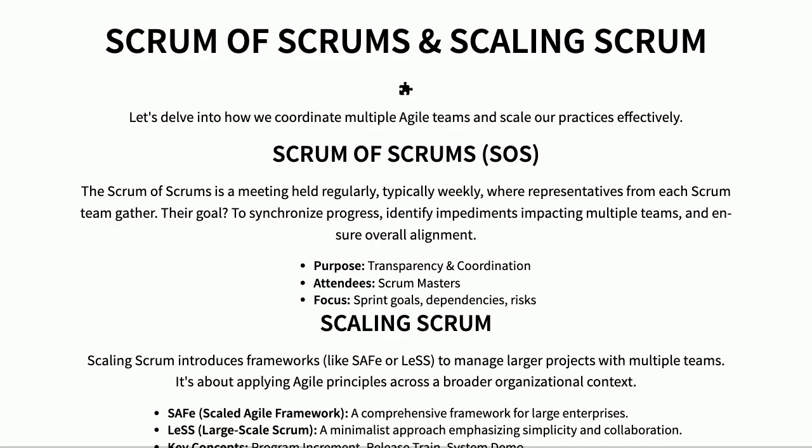Okay team, let's talk about getting our Agile efforts organized as we grow. First up is the Scrum of Scrums. It's basically a meeting where the Scrum Masters from each team come together to share updates and make sure everyone's on track. It helps them identify any roadblocks that might be affecting multiple teams at once. Now, when you need to scale your Agile practices beyond a single small team, you're looking at frameworks like SAFe or LeSS. These help coordinate larger projects with many people involved. Think about it as bringing the same level of transparency and collaboration to bigger efforts.